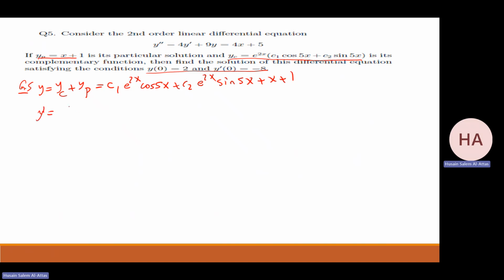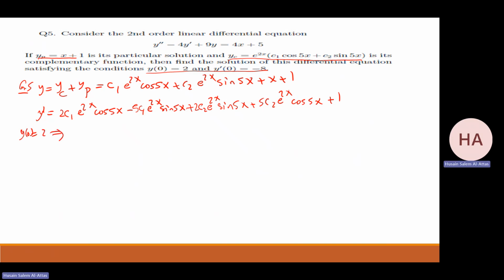I need y prime, so I need to find y prime. Be careful. That is 2C1 e to the 2x cosine 5x minus 5C1 e to the 2x sine 5x plus 2C2 e to the 2x sine 5x plus 5C2 e to the 2x cosine 5x plus 1. Okay, y at 0 equal to 2, that implies what? C1, e to the power 0 is 1, cosine 0 is 1, sine 0 is 0. This is 0 plus 1 equal to 2. So C1 equals 1, done.